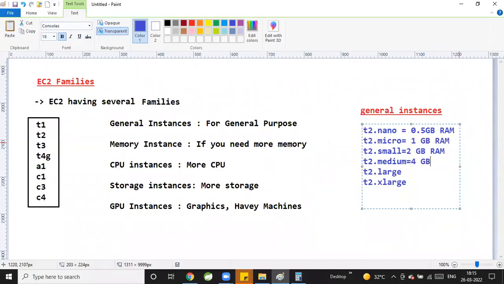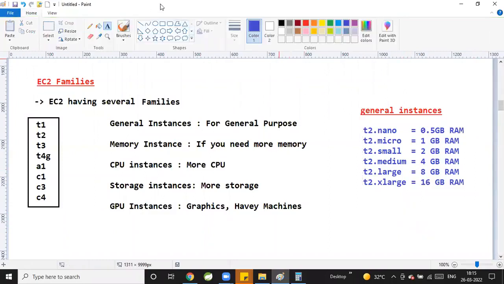Here if you see 4 GB RAM, for example, here they may have 8 GB RAM, and here they may have 16 GB RAM. So like this, these instances are different in the power, in the RAM, and in the network. 16 GB RAM is also available.